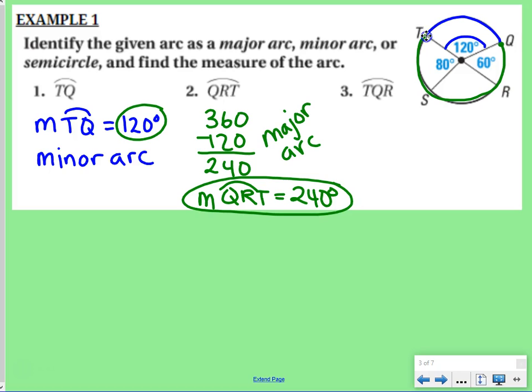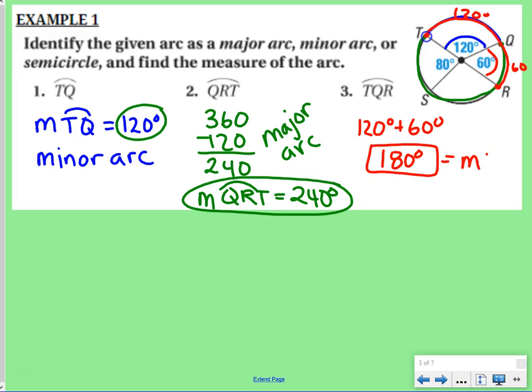And now we want arc TQR. So I'm going to draw that in red. So it is two adjacent arcs being added. So arc TQ, which was 120, and arc QR, which measure would be 60. So we would add those two together. 120 plus 60 would give us 180 degrees, would be the measure of arc TQR. Since it does measure 180, it is a semicircle.